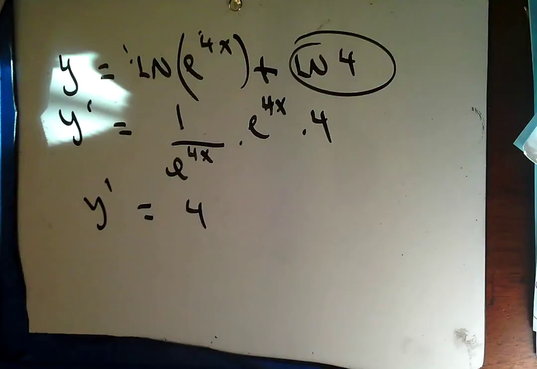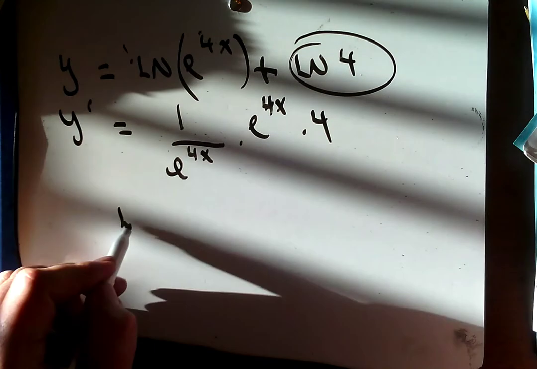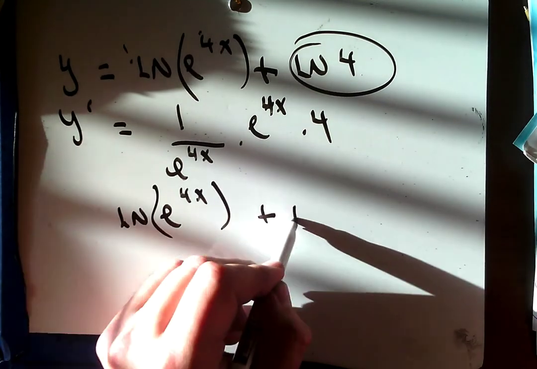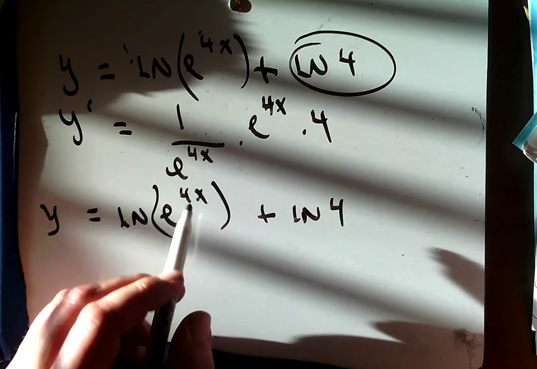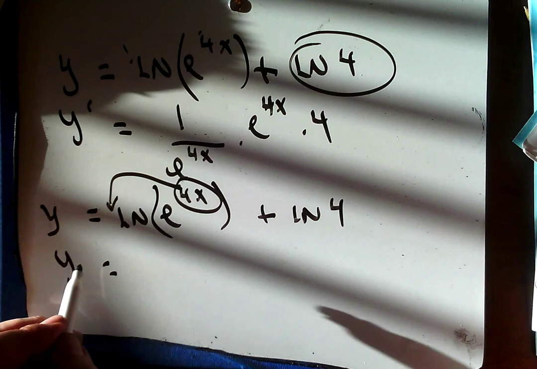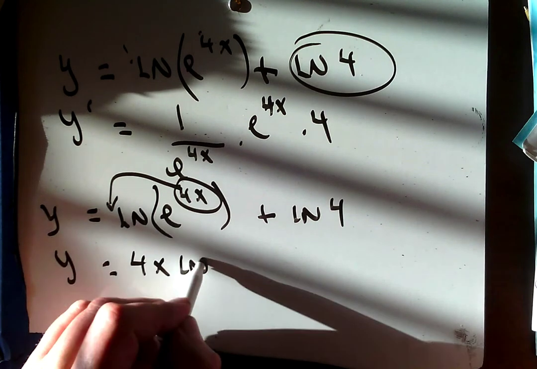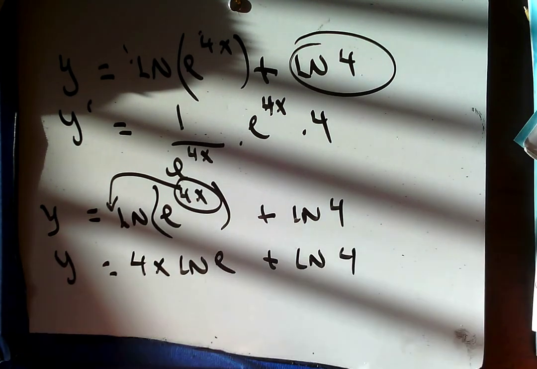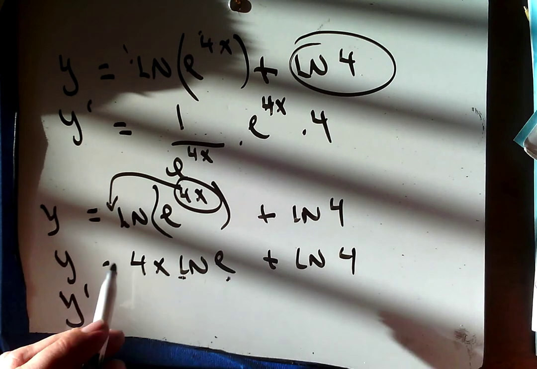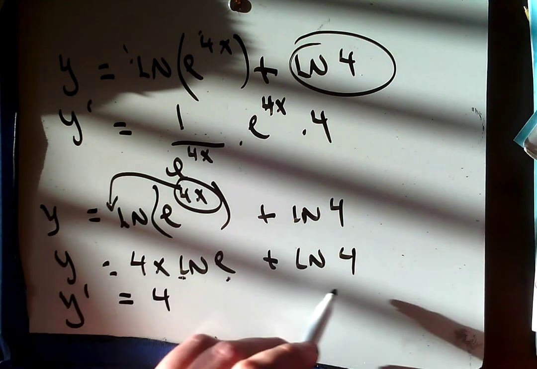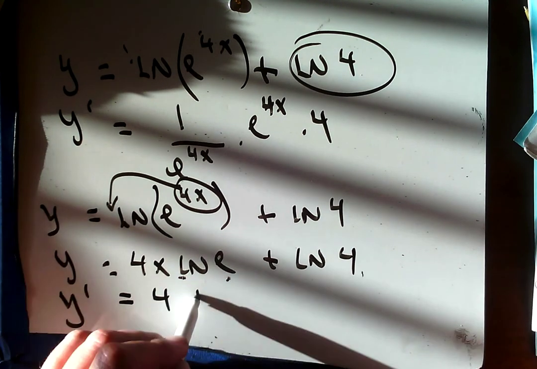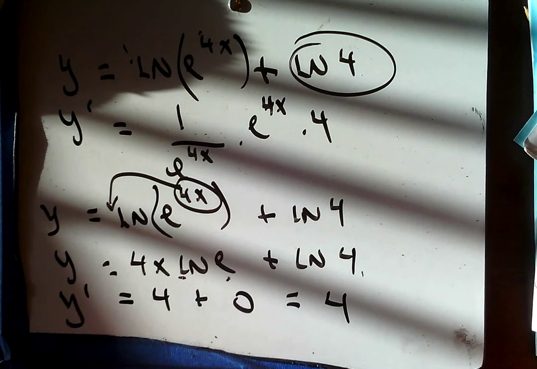But really what I was thinking about doing for this problem, ln of e to the 4x plus ln of 4, I was thinking about using the power rule. So not y prime yet, still y. 4x ln of e plus ln of 4. And now when I go to take the derivative, well, that's 1 times 4x. So the derivative of 4x is 4. And the derivative of this number, ln of 4 is a number, there's no variables over here, is just going to be 0. So I end up with 4 plus 0.